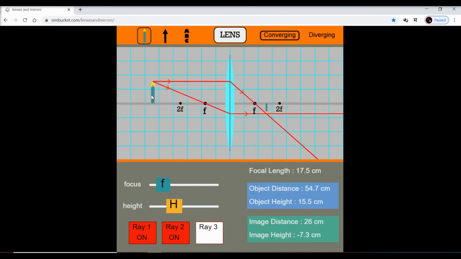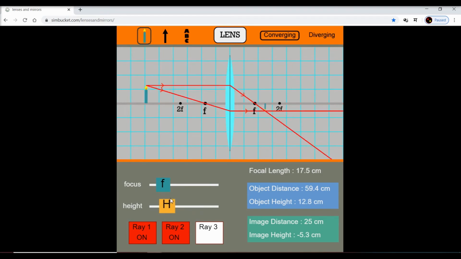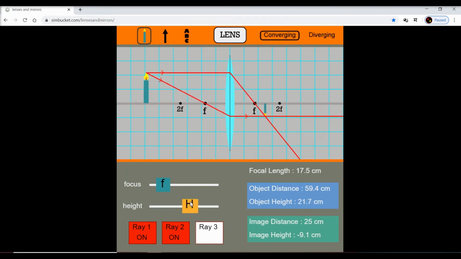You can move the candle and adjust its distance from the lens. Instead of candle, we can use arrow or letters as well. For now, let us use candle.